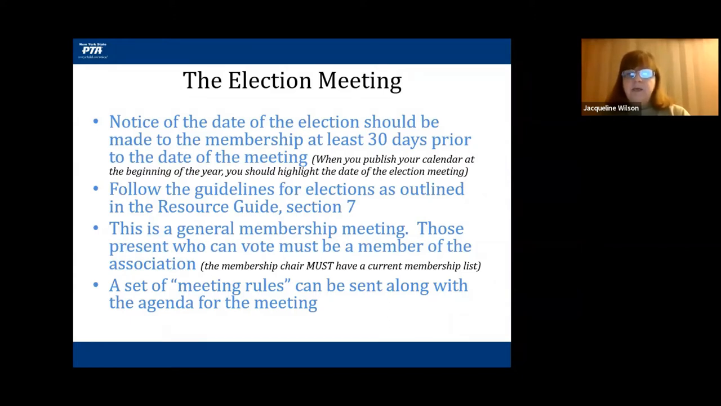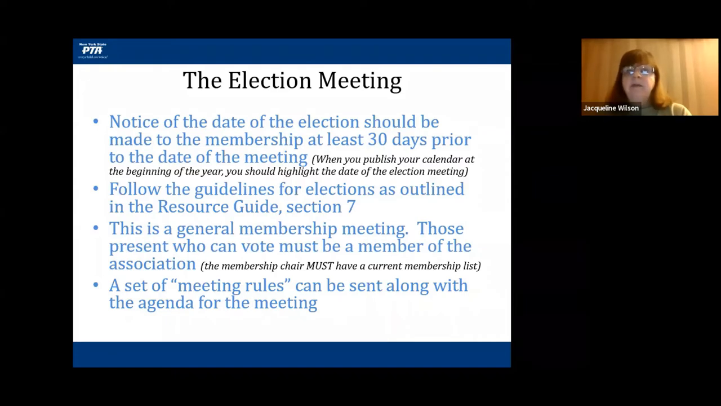It is a general meeting so that anyone can attend who's a member. But it's a good idea to announce it right from the beginning so that people know exactly when it is and nobody can ever say they did not know it was the election meeting. And that I've heard many, many times. Follow the guidelines. Again, Resource Guide Section 7 has guidelines for elections. This is a general membership meeting, and those present who can vote must be a member of the association.